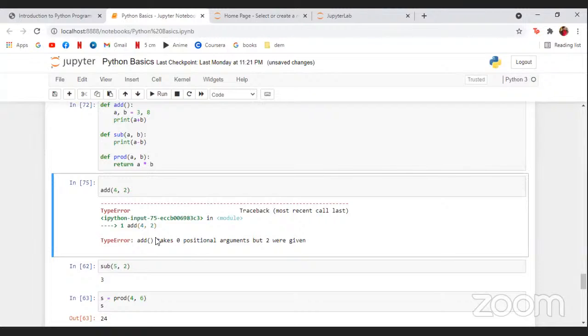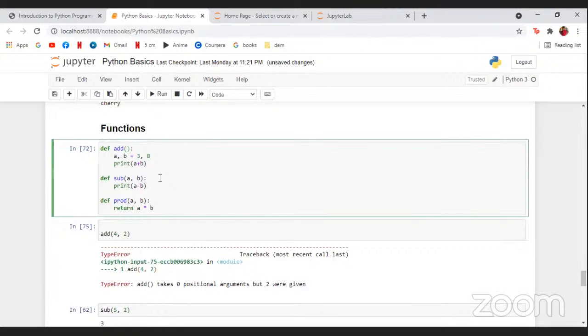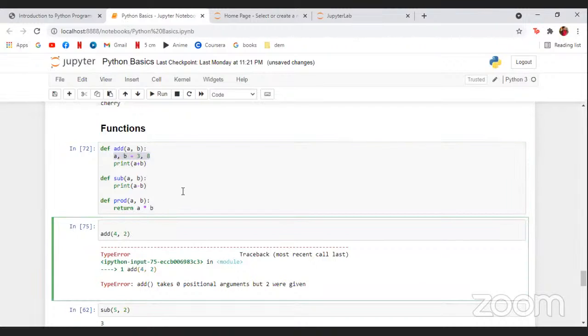Okay. If we then define add with a comma b, like it has to take 2 arguments. Yeah. So if you put a comma b here, now the thing is, whether you pass it or not, since you've redefined a, b here, 3 and 8 will be the values it takes. So if we give 5, 2, then the 5, 2 will be changed to 3 and 8. Yeah, exactly. They get reassigned. Okay, thanks. Thank you very much.